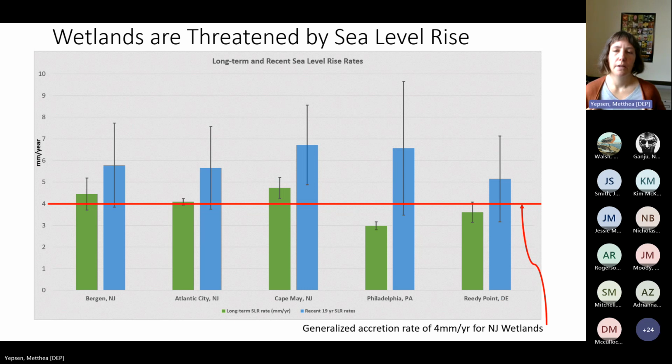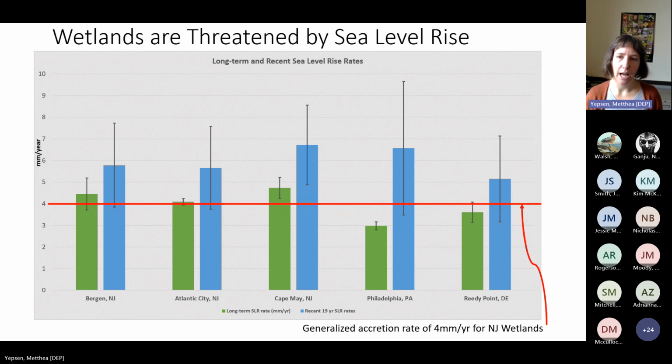From a statewide look, the persistence of tidal wetlands doesn't look too promising. Here's some regional estimates. The thin red line on the graph represents a generalized elevation change rate for tidal wetlands in New Jersey. Because we don't have regionally specific accretion rates for the state, we have been using this 4 millimeters per year. And that's this red line here.